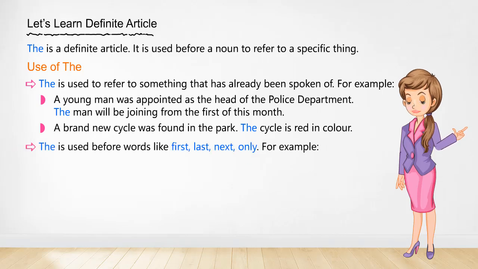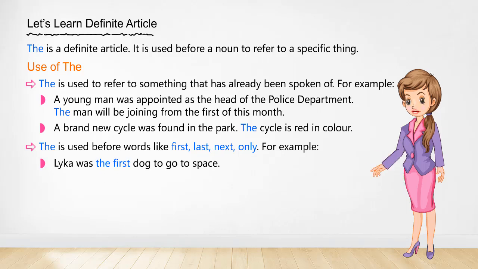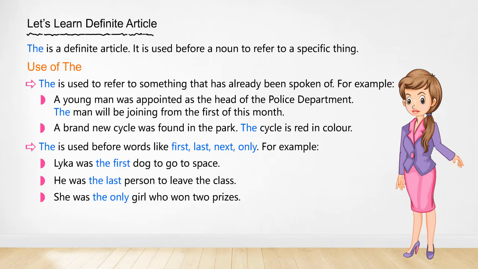The is used before words like first, last, next, only. For example, Laika was the first dog to go to space. He was the last person to leave the class. She was the only girl who won 2 prizes.